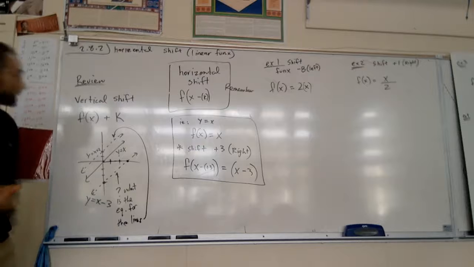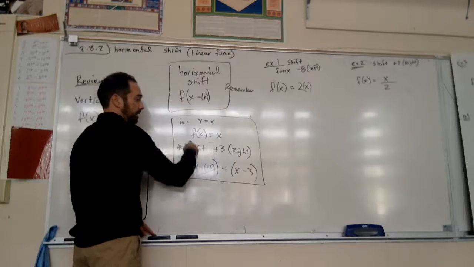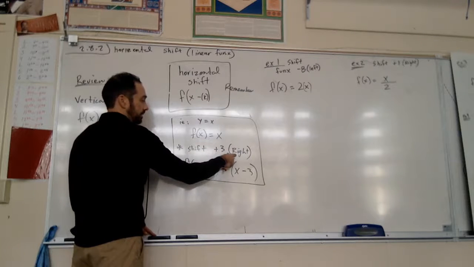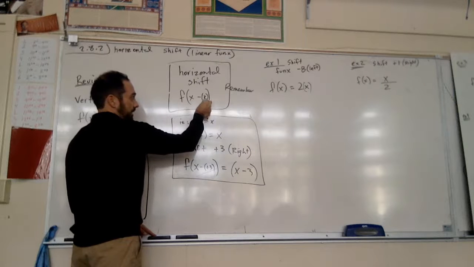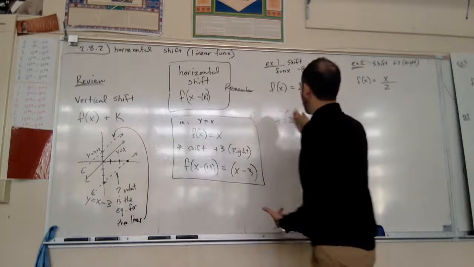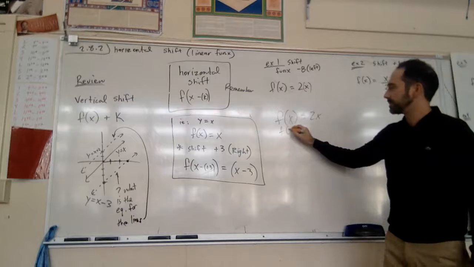So if I have this equation right here, and I'm shifting it plus 3 to the right, the plus 3 goes in for my k value. So say f of x is equal to 2x, what if I did f of 2? What am I going to do with the 2?